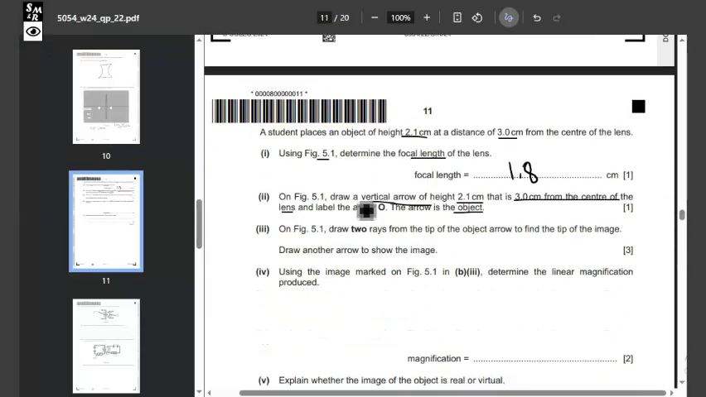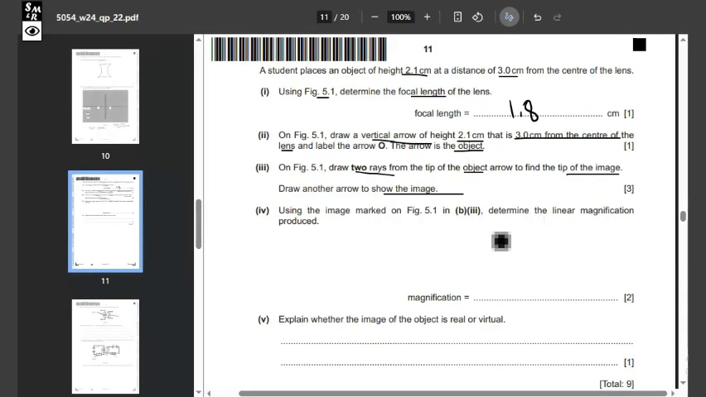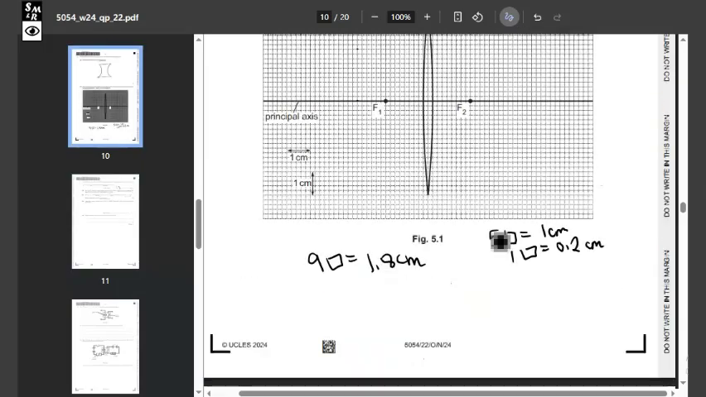Roman 3. On figure 5.1, draw 2 rays from the tip of the object arrow to find the tip of the image. Draw another arrow to show the image. So what we have to do first is draw 2 rays from that arrow we just drew to find the image position of the lens. And then we have to show another arrow to mark the position of the image. Now let's go back to the diagram again.